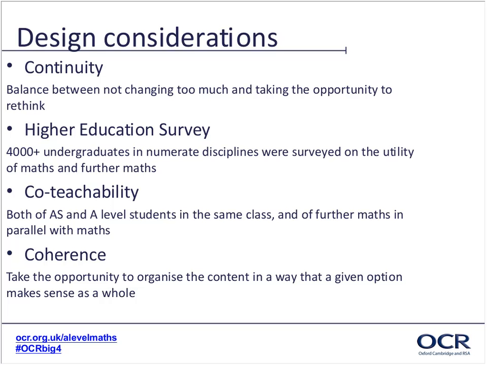One of the major pieces of work we did was this higher education survey, which is a survey of more than 4,000 undergraduates in a range of numeric disciplines, all the way from mathematics and engineering, physics, to social sciences, biology, architecture, accounting, business, finance, economics, and so on, and everything you can think of where there's a mathematical basis.